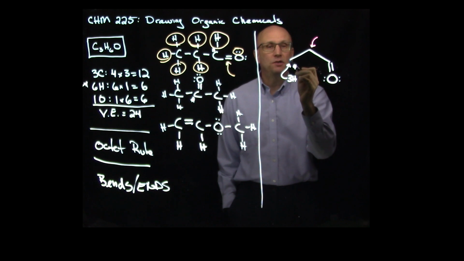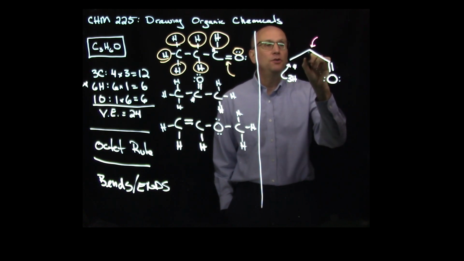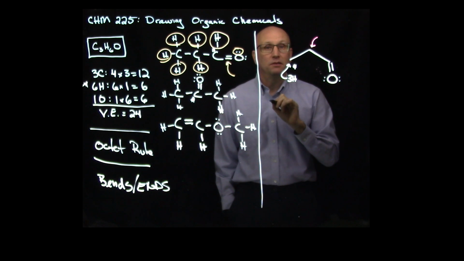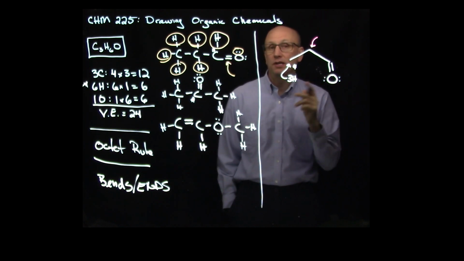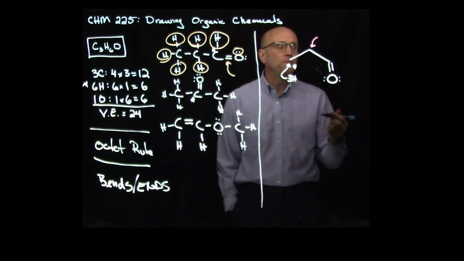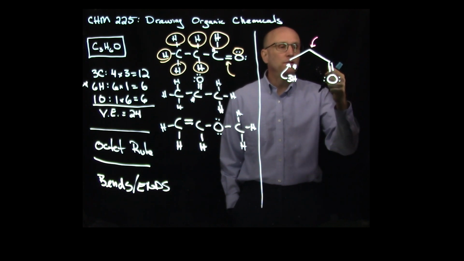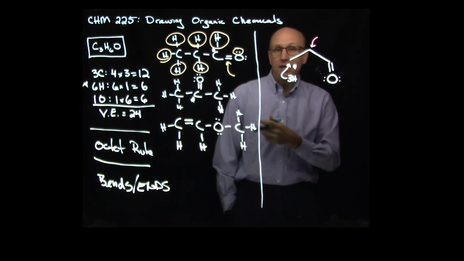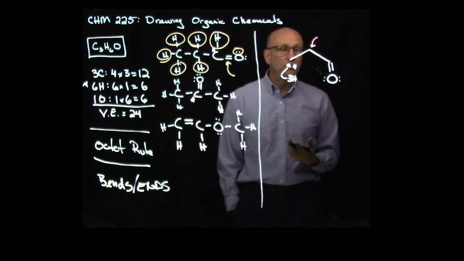There are 3 hydrogens on the carbon on the end here, 2 hydrogens on the carbon in the middle. The carbon in the middle has 2 lines to it, so I know there's 2 more. Not going to show them because I know they're just 2 hydrogens. This carbon on the end has 1, 2, 3 lines to it. I know there's 1 more. That 1 more is going to be hydrogen. Again, I don't have to show it.